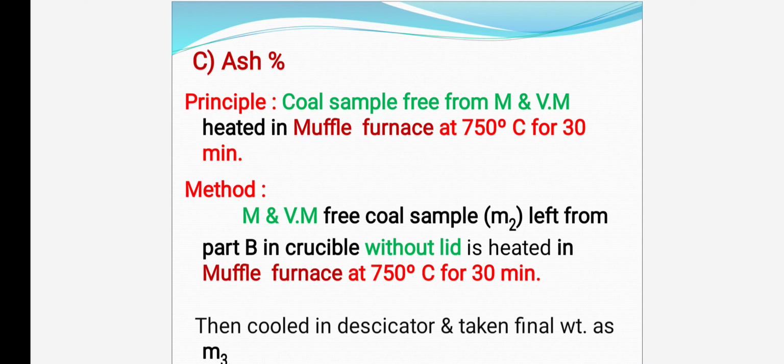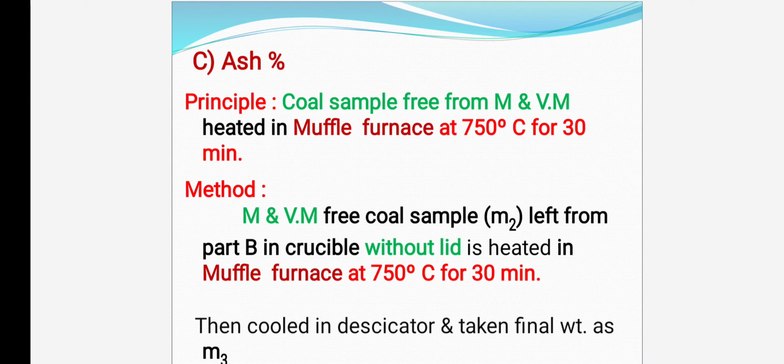Now the method of how to find percent ash. Dear students, we have a coal sample with weight m2, completely free from moisture and volatile matter. Now take that m2 coal sample in the crucible. Don't keep the lid on it. Without the lid, keep it in the muffle furnace.